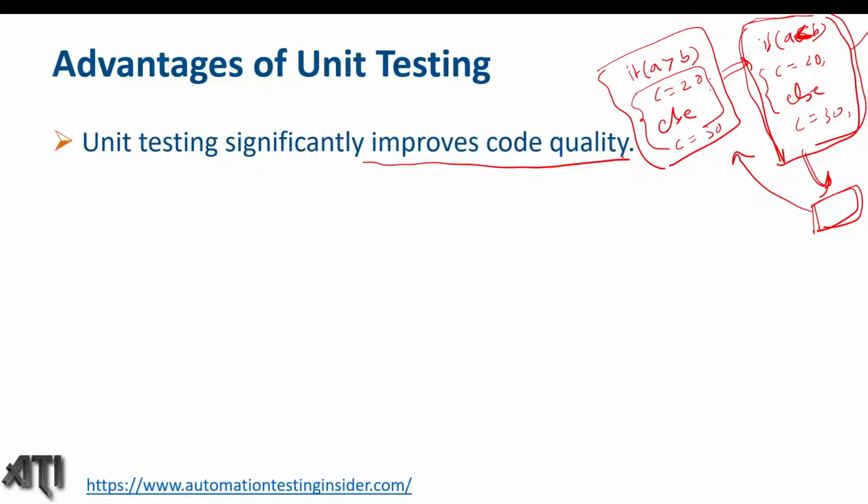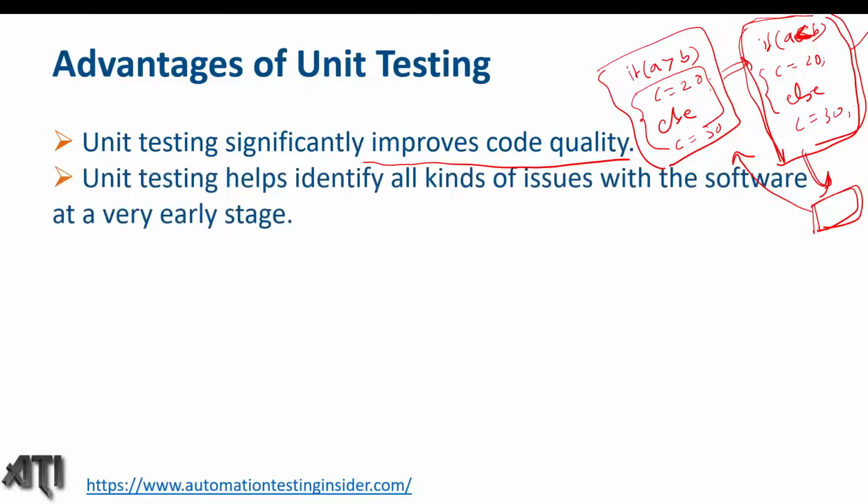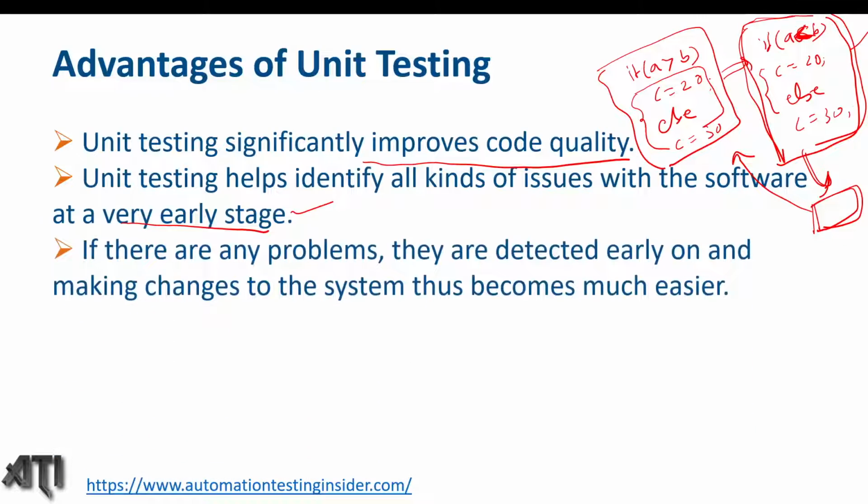So we apply a lot of internal structure techniques, and then we'll do code review as well. So unit testing significantly improves code quality. Unit testing helps identify all kinds of issues with the software at a very early stage. So this is the biggest advantage of unit testing. If there are any problems, they are detected early on, and making changes to the system thus becomes much easier. Reduce cost. So as soon as we get the defect, we'll fix them as early as possible, so the cost of the project will be reduced.